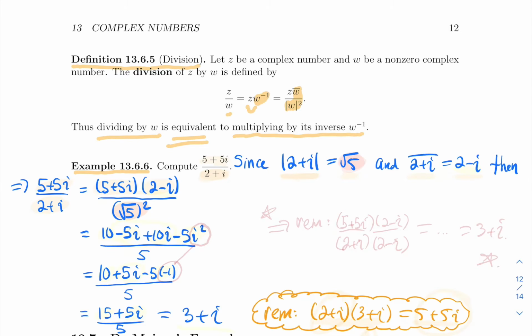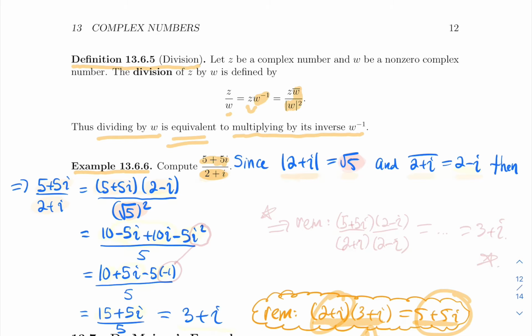This example is basically the reverse of our multiplication example. Let's divide 5 plus 5i by 2 plus i. We know the answer is going to be 3 plus i, because we've multiplied 2 plus i and 3 plus i before, and we got 5 plus 5i. So of course, if you take 5 plus 5i and divide it by 2 plus i, you're expecting 3 plus i. But anyways, let's do it.